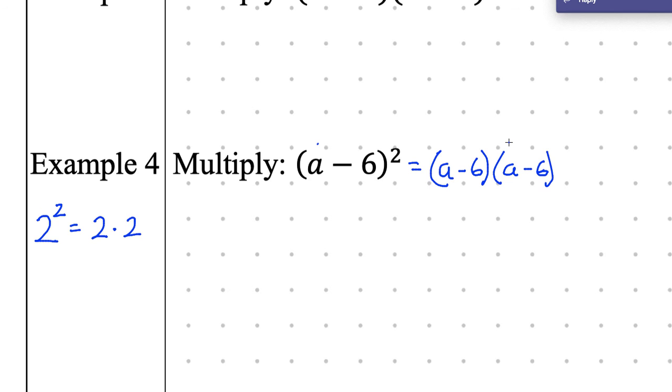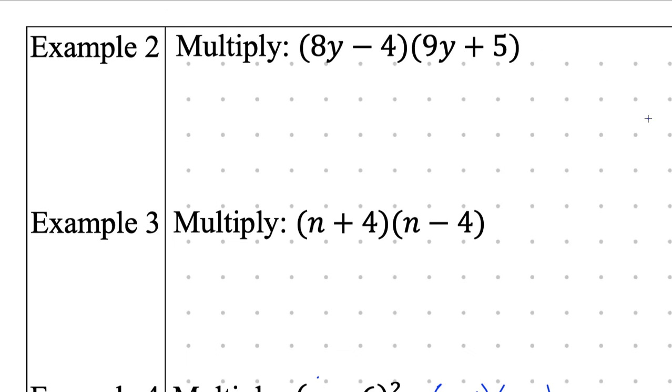Oh shoot, I forgot to do lunch. For number 2, I'm going to do the box method so we get some variety in our practice.